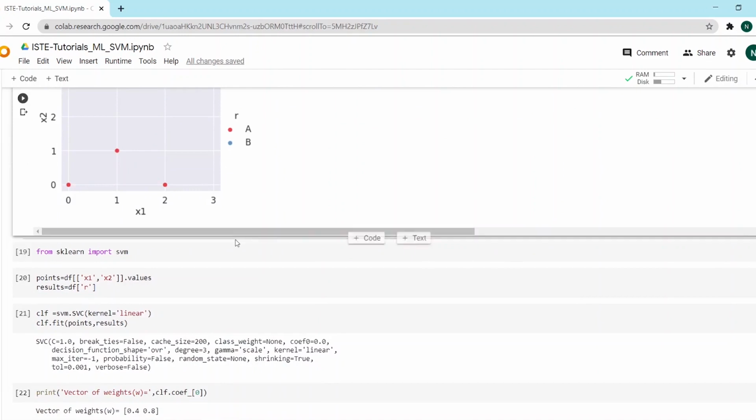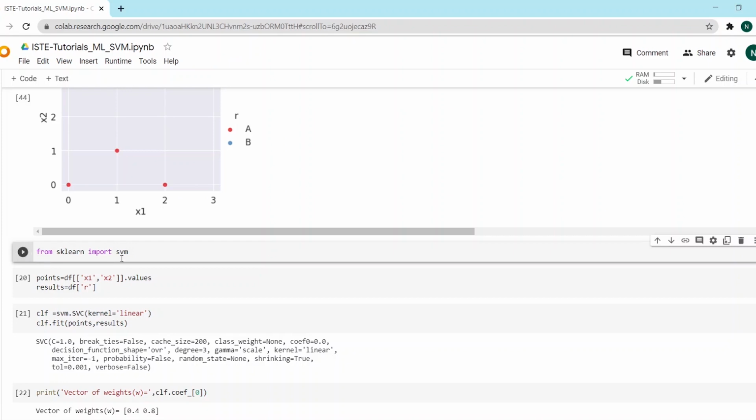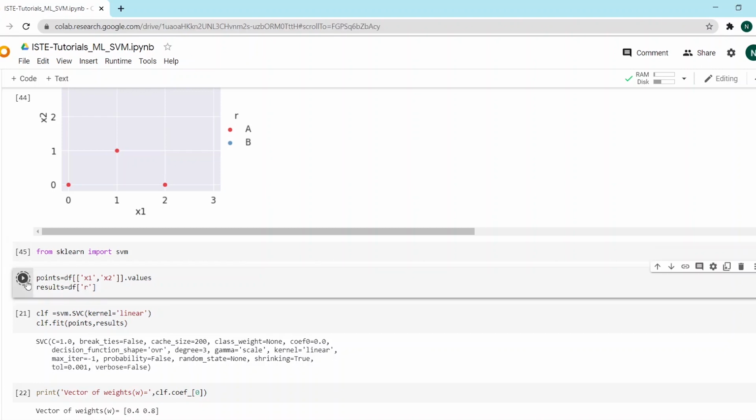After plotting the graph, from sklearn we are importing svm, that is support vector machine. So from sklearn import svm, we got support vector machine. Now we define our input array and the output array, that means input and label for training our model. First of all, I have defined points, and inside this I have taken the data frame's x1 and x2 values, and results as the data frame's result value, the r value, right. So we execute it. So we now have points and results.